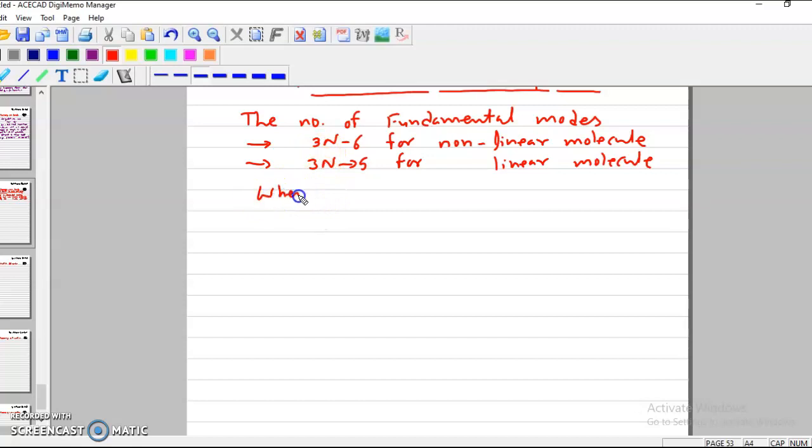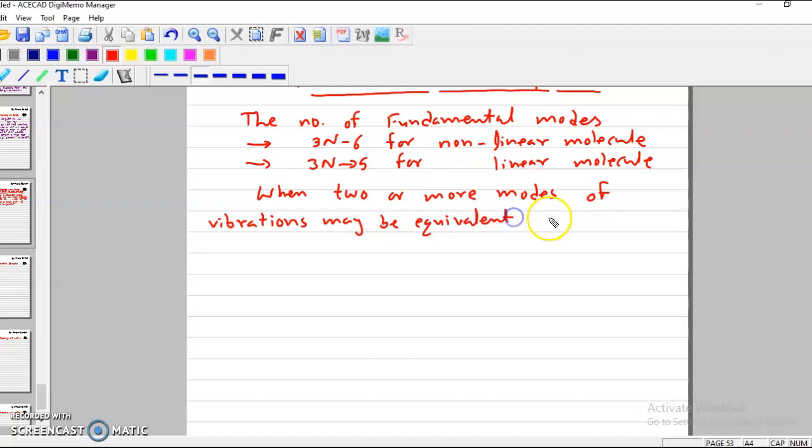So when two or more modes of vibrations may be equal or equivalent, they are known as degenerate modes, meaning having the same energy.